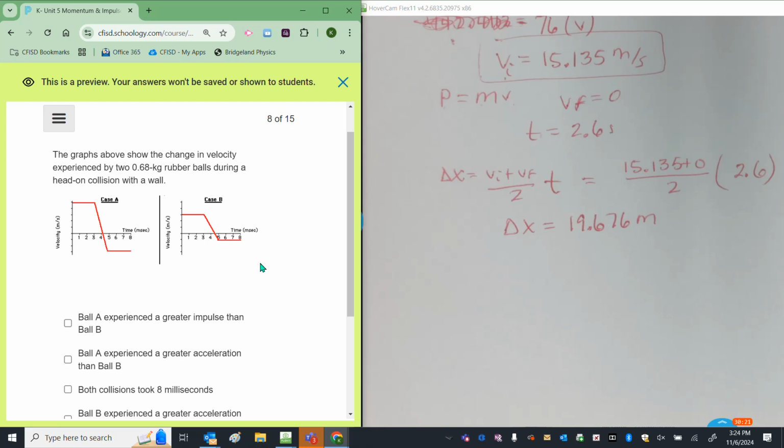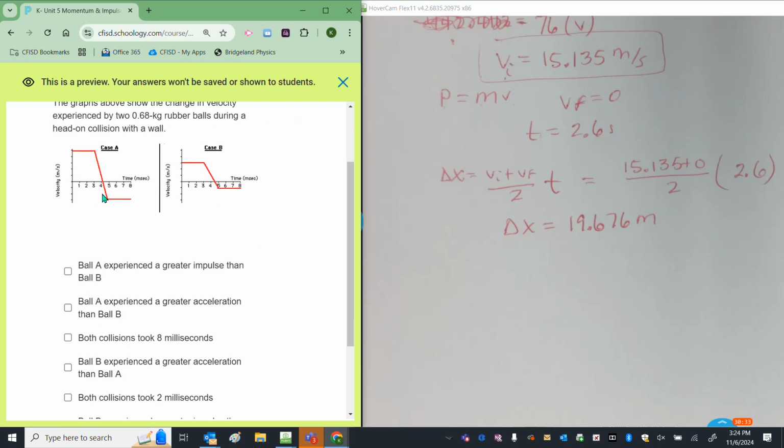Okay. All right, this is the next question on that quiz. It says 2 graphs above show the change in velocity experienced by 2.68 kilogram rubber balls during a head-on collision with a wall. And again, this question came from your problem sets. You have seen this graph before. I think it was in 502.3, I think. It may have been in 502.2. But you've seen this before.